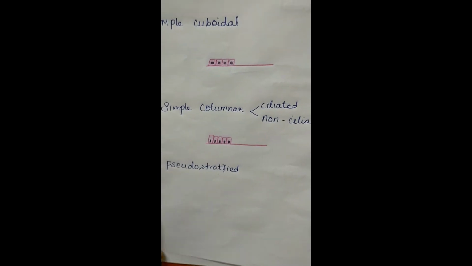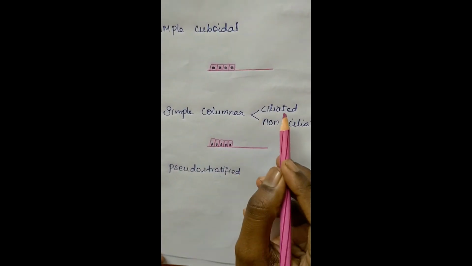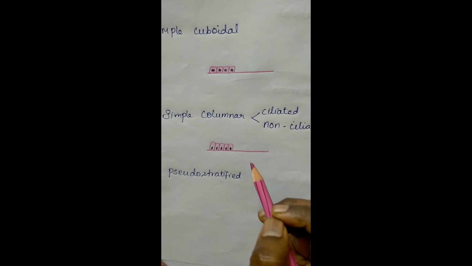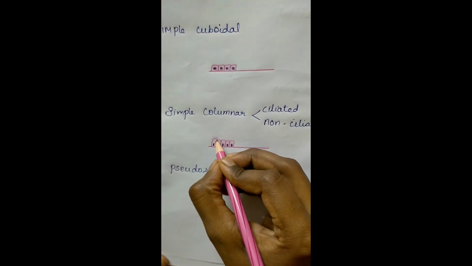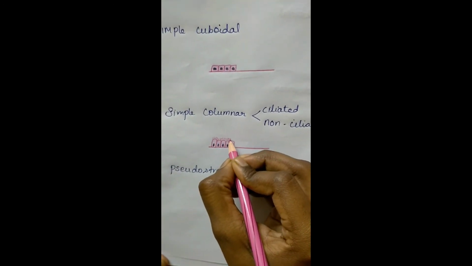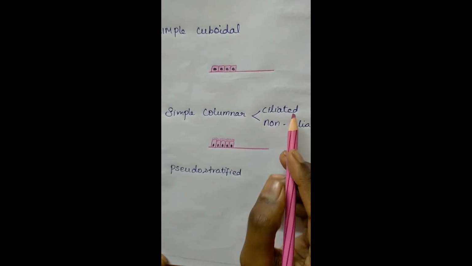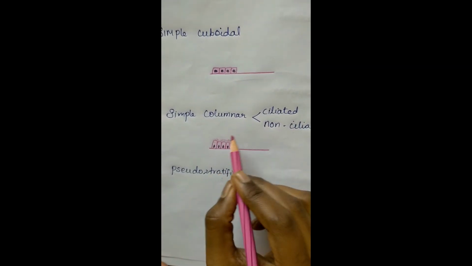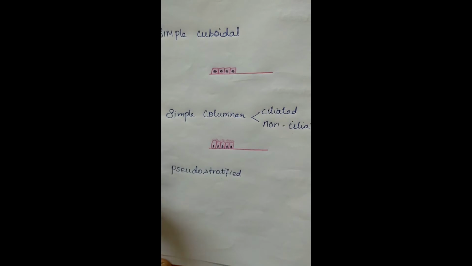So in simple columnar epithelium, we know there are ciliated and non-ciliated epithelium. For cilia you can put ciliated epithelium. So you will be drawing both ciliated and non-ciliated simple columnar epithelium, okay?